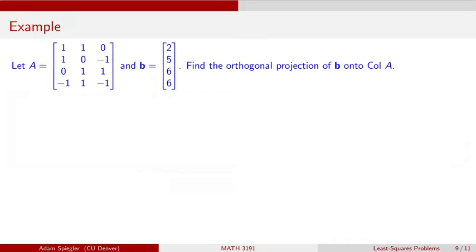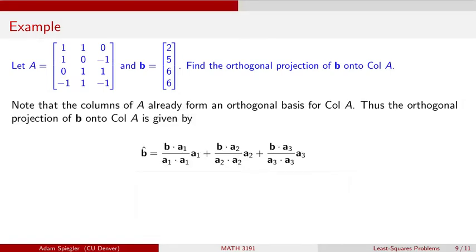So first let's consider matrix A, which is a 4x3 matrix. The first column is 1, 1, 0, minus 1. The second column is 1, 0, 1, 1. And the third column is 0, minus 1, 1, minus 1. And let's consider vector B in R4, which is 2, 5, 6, 6. And we want to find the orthogonal projection of this vector B onto the column space of matrix A. So what would that look like?